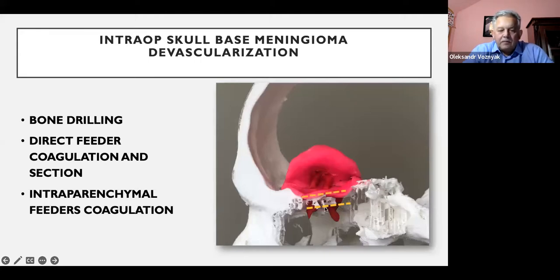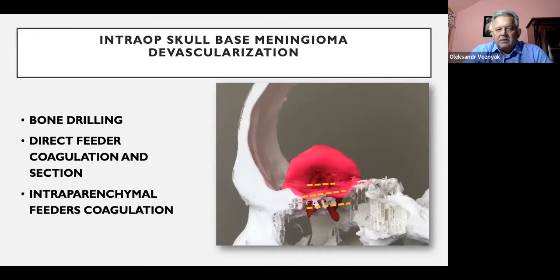Then, direct feeder coagulation in between the tumor and the bone, endodurally. It's the best way, I think, the most effective, but not always possible. But in the majority of cases, it could be possible.